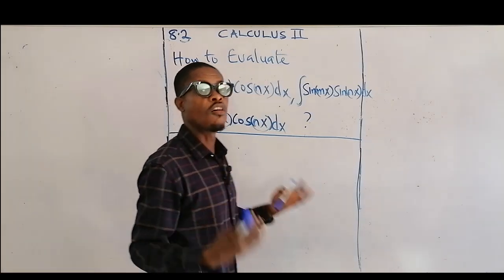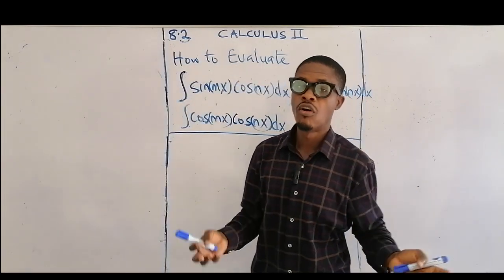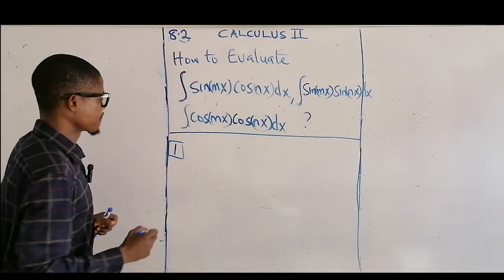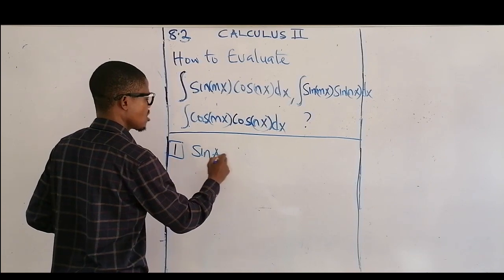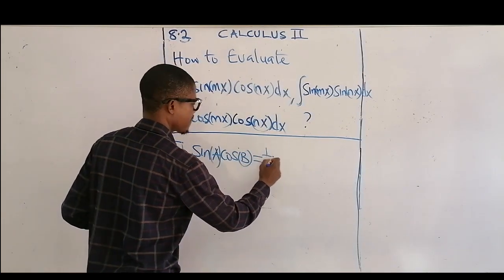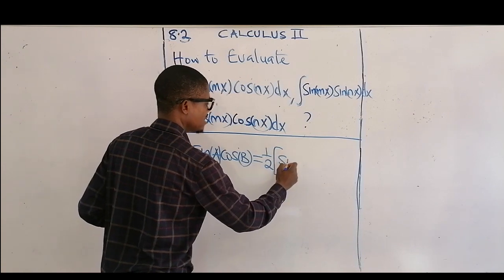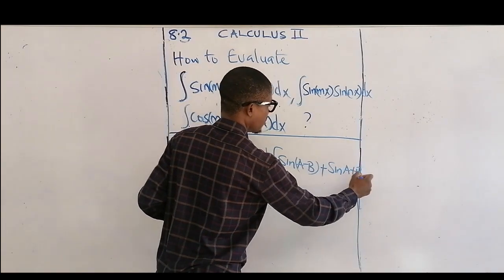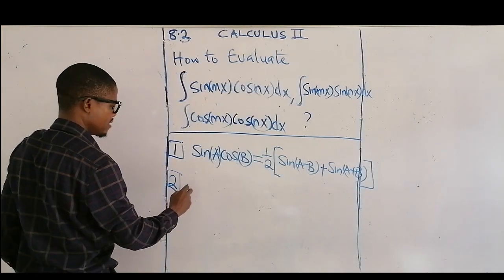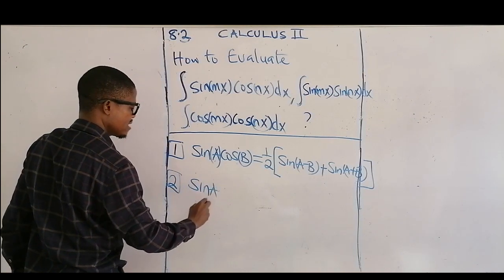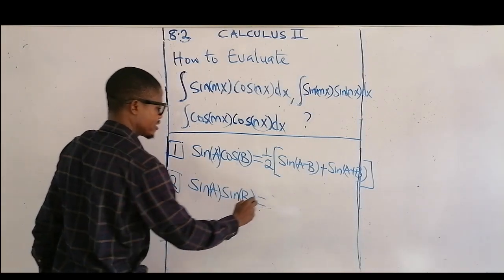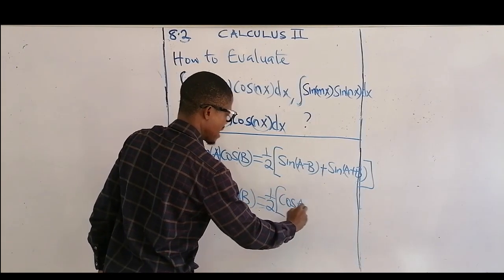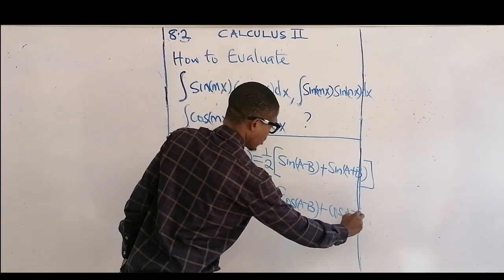In this case, this will call for trig identities, or what we call addition formulae. I'm going to list the identities one after the other. The first one, sin A cos B, gives half, open your brackets, sin(A minus B) plus sin(A plus B). The second one is the product of sin A sin B. That will be half, open your brackets, cos(A minus B), and then minus cos(A plus B).